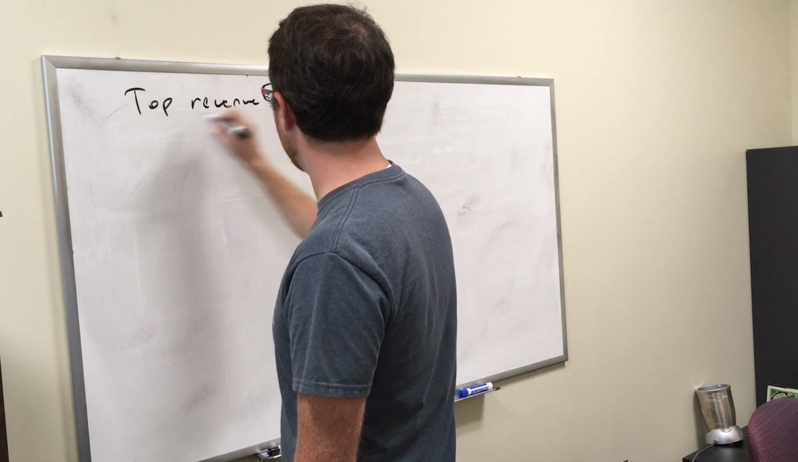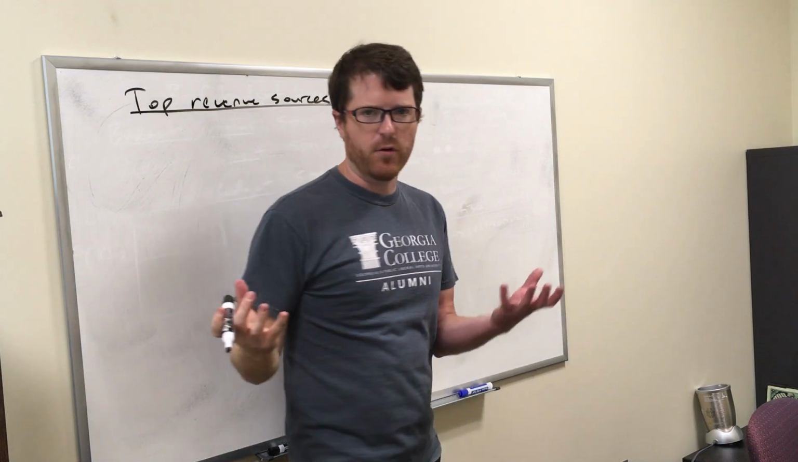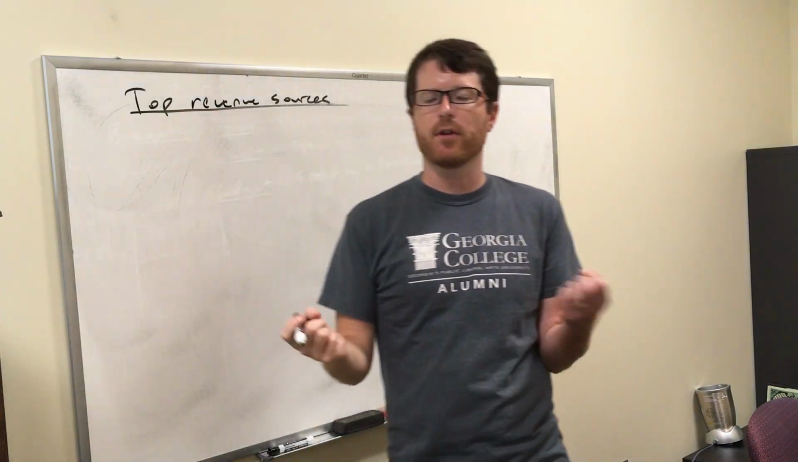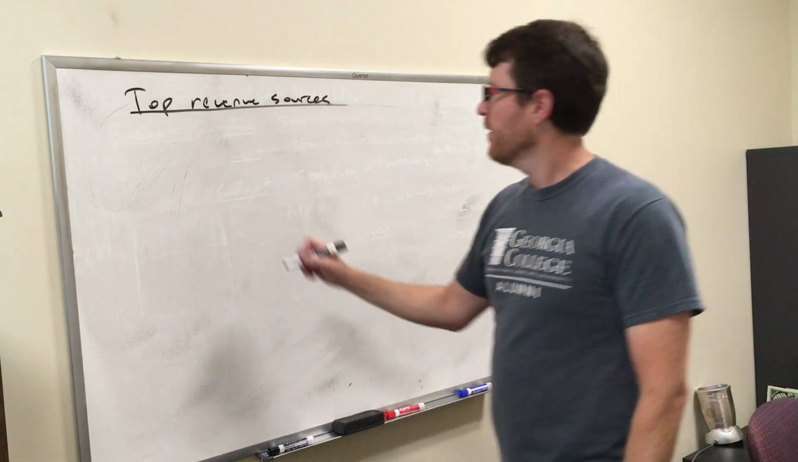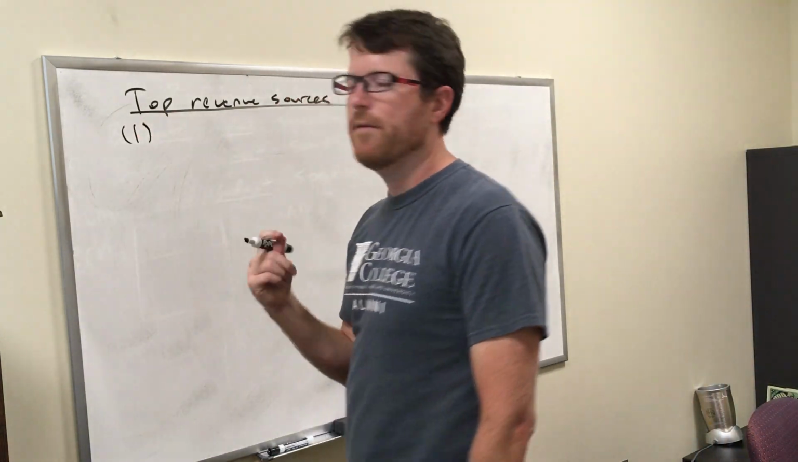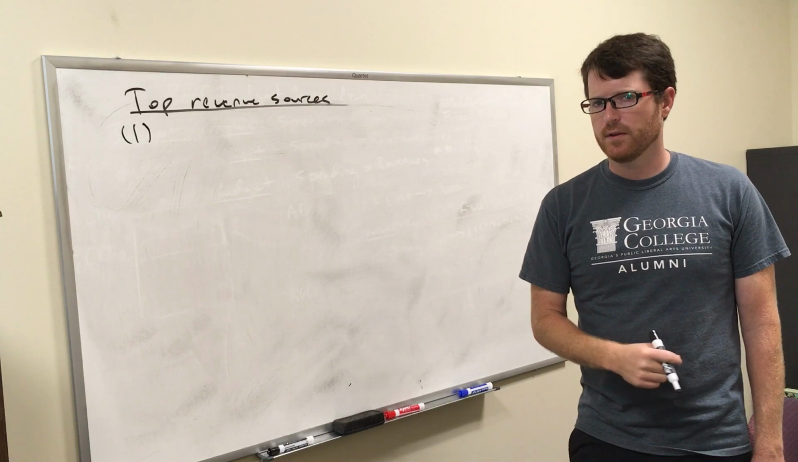Before we do that, let's think about revenues. We've got two sides of the coin, right? We've got the revenues and we've got the spending. So I want to discuss real quickly where these come from. What do you think the number one source of federal government revenues is?